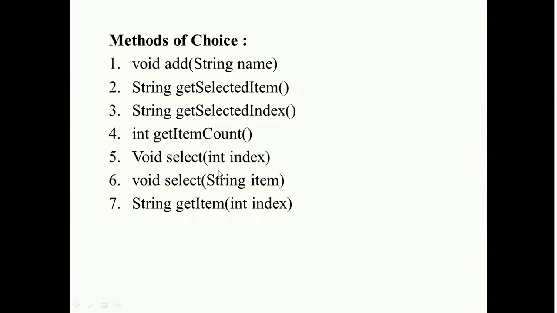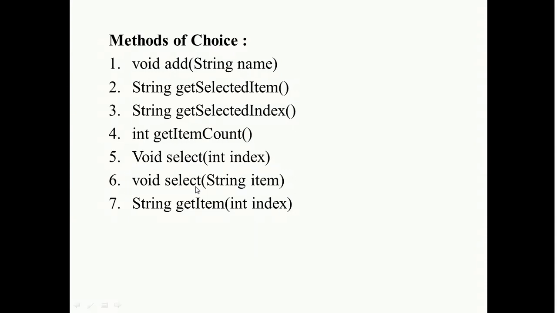The fourth method is int getItemCount. This method is used to obtain the number of items in the list. Total number of items is returned in the getItemCount method. Fifth method is void select(int index). You can set the currently selected item using this method. The parameter of the select method is int index. So here we give the index of the particular item that will be selected.